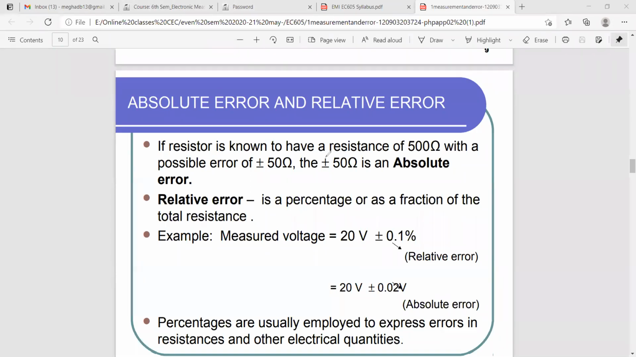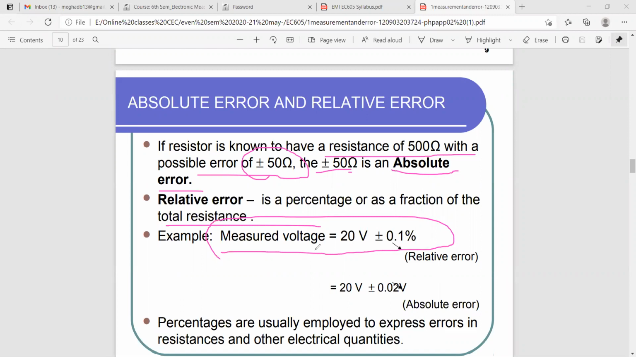So see here, according to them, the resistance is 500 ohm, but they are telling that maybe it has a possible error of plus minus 50. So this plus minus 50 is considered as absolute error. Okay. Relative error is what? It is a percentage or a fraction of total resistance. So an example has been given to make you understand what is relative error. Suppose there is a measured voltage of 20 volt with plus minus 0.1%, then this is the relative error.